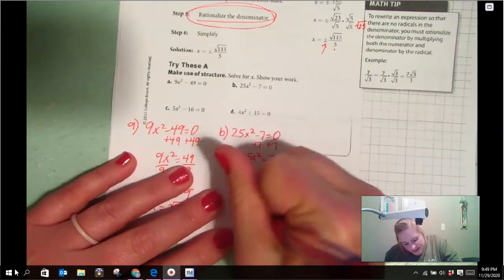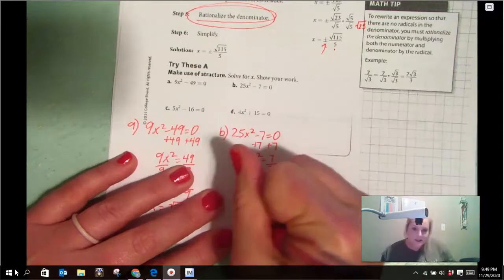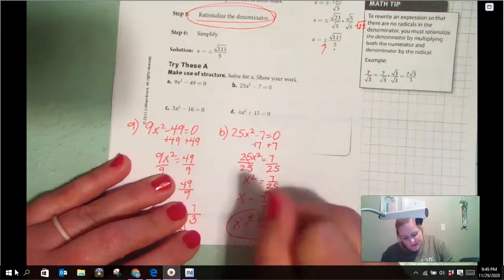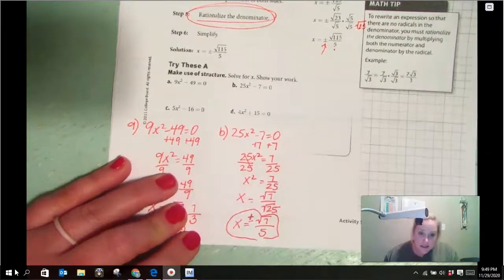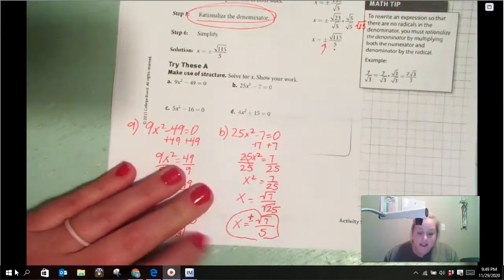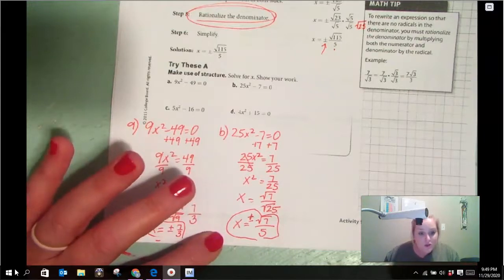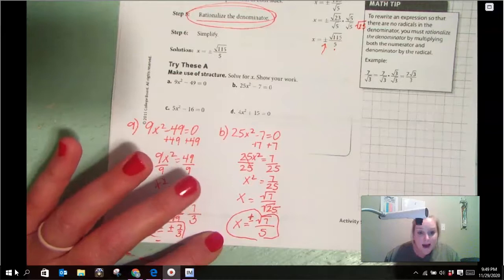Don't make that mistake. Make sure you put your plus or minus. And then you have both. The reason it would have been wrong is because you would have only given me the positive solution, and this is not just the positive solution. It's positive and negative.